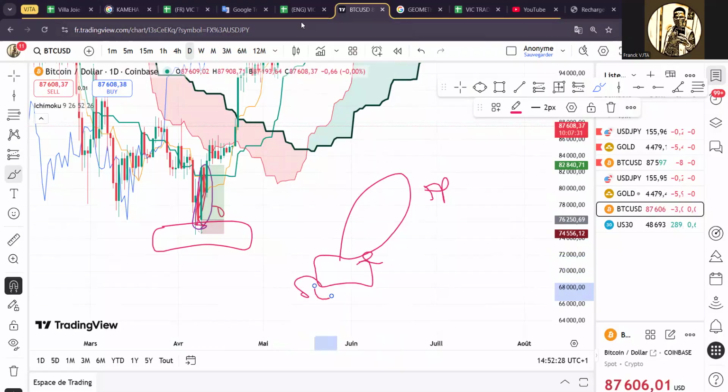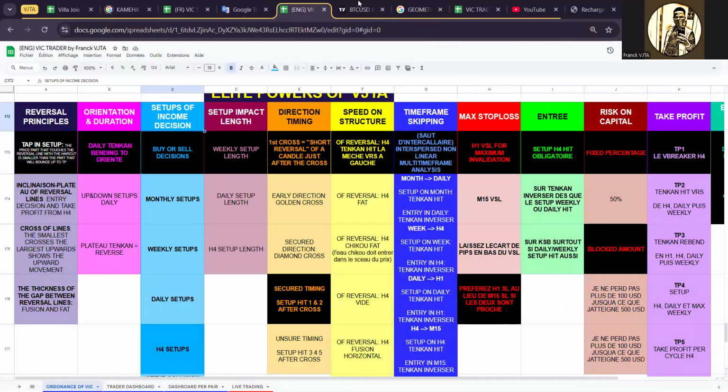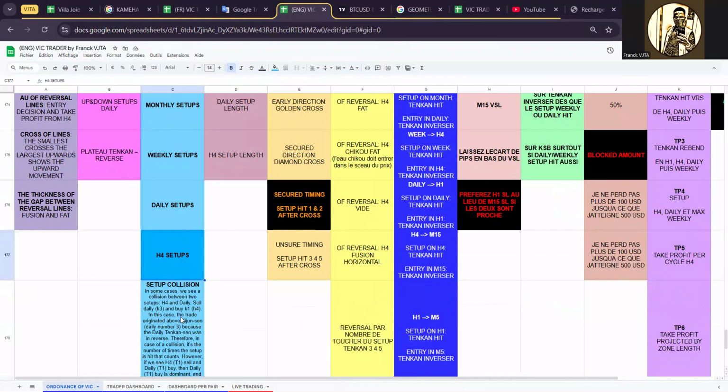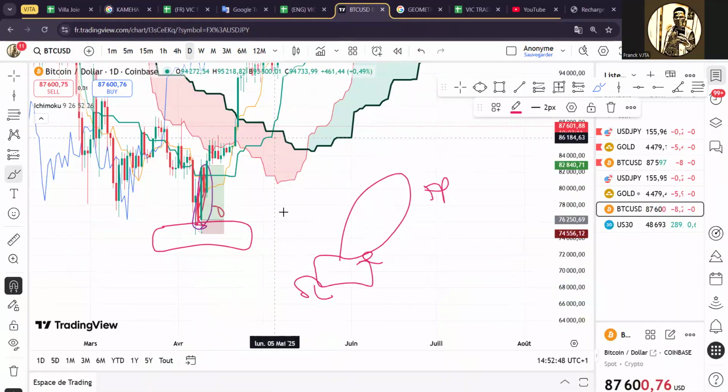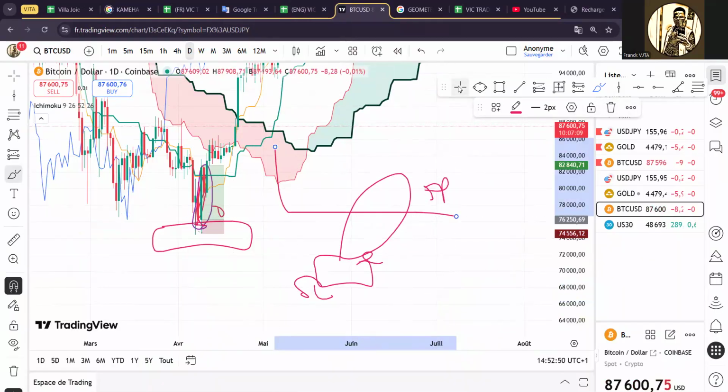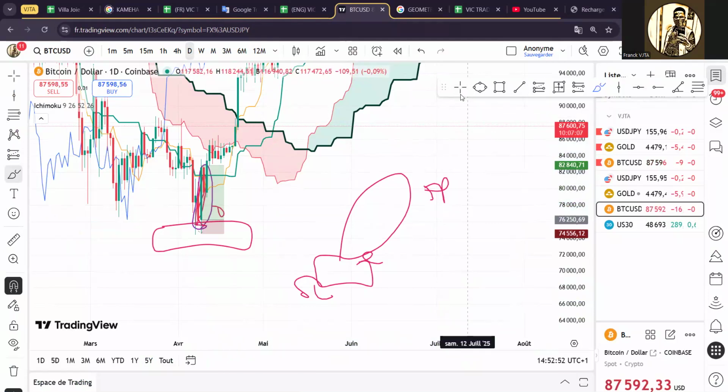So when you want to make the income decision, the Vjta Ishimoku cycle has those setups already. I'm saying that it is on the monthly setup, the weekly setup, the daily setup, the H4 setup that you make the income decision. And when you see the Vjta Ishimoku cycle, it is made of income decisions already.